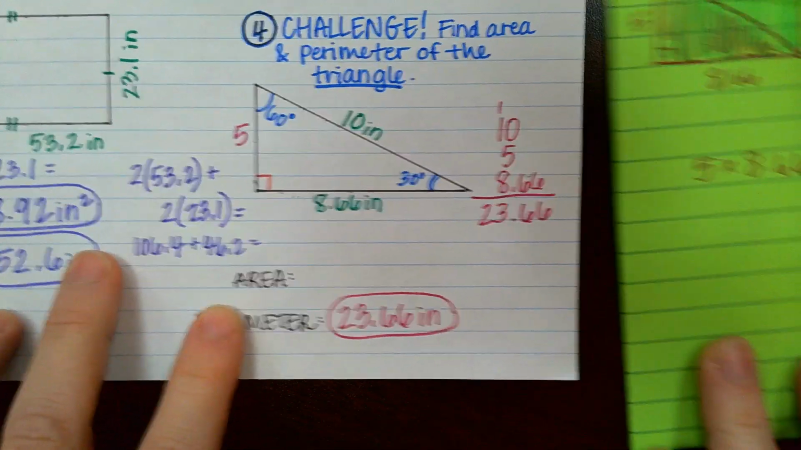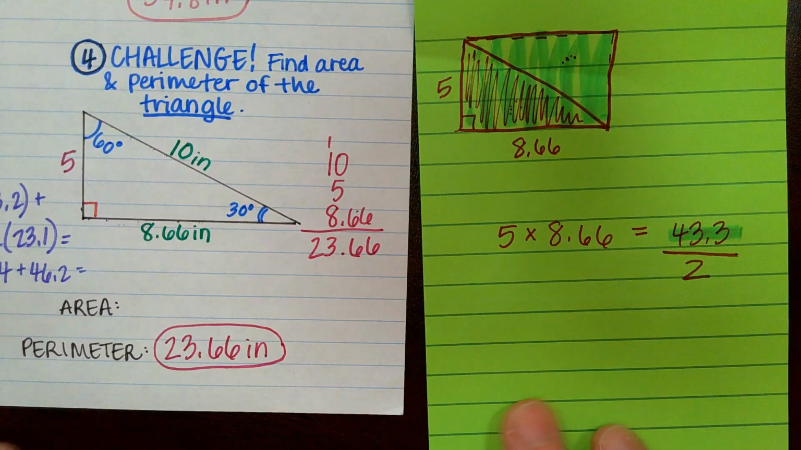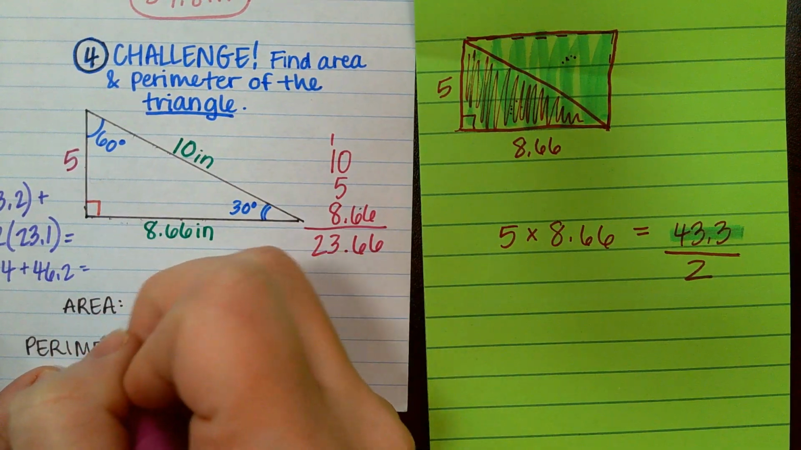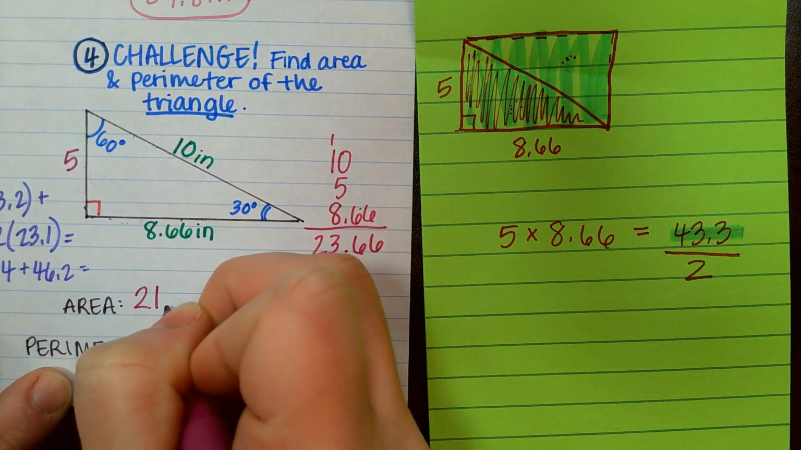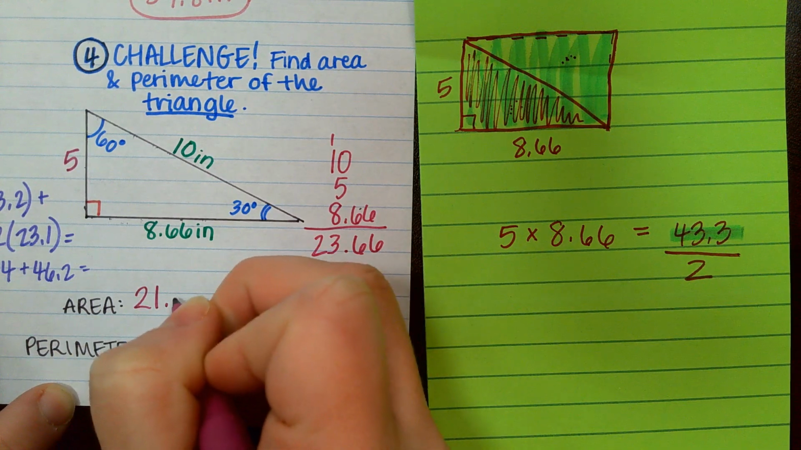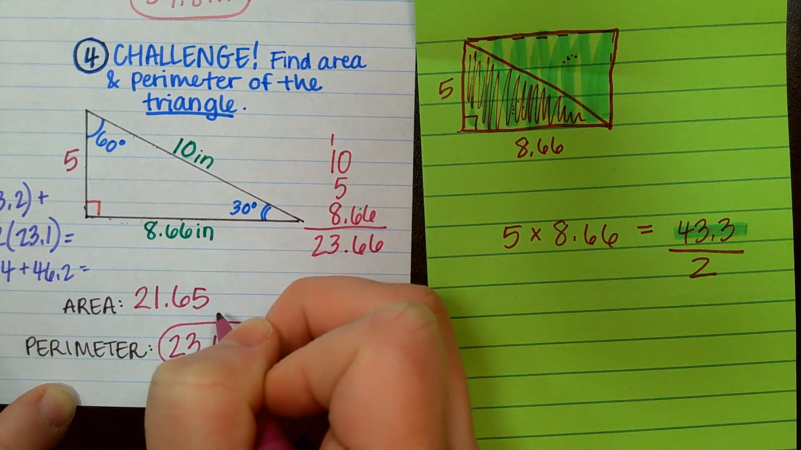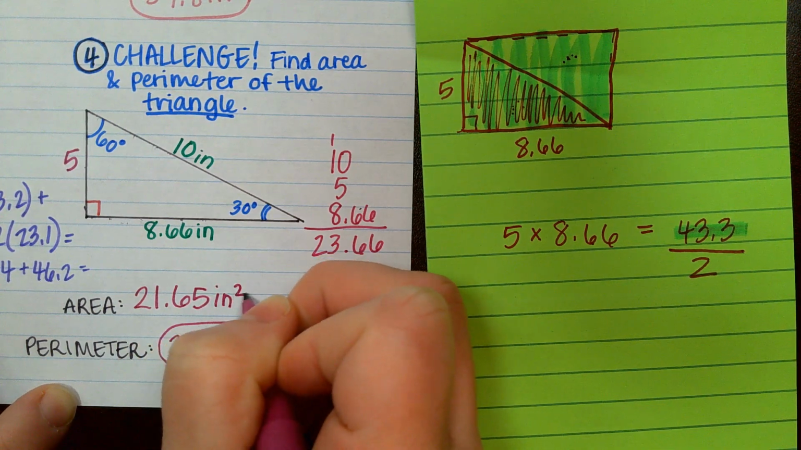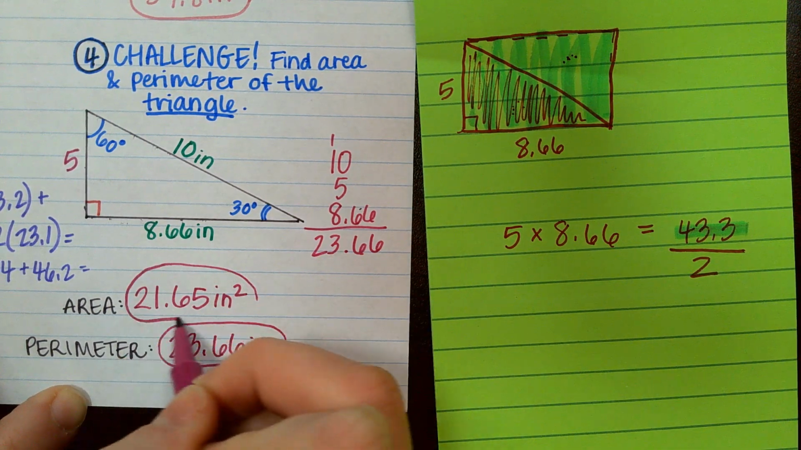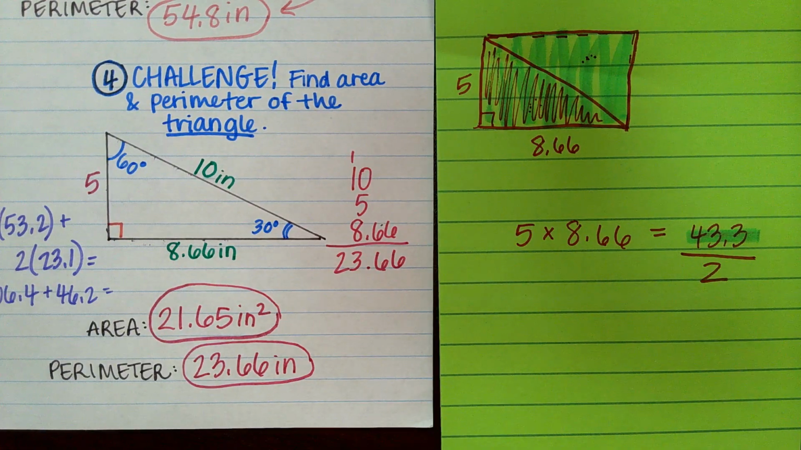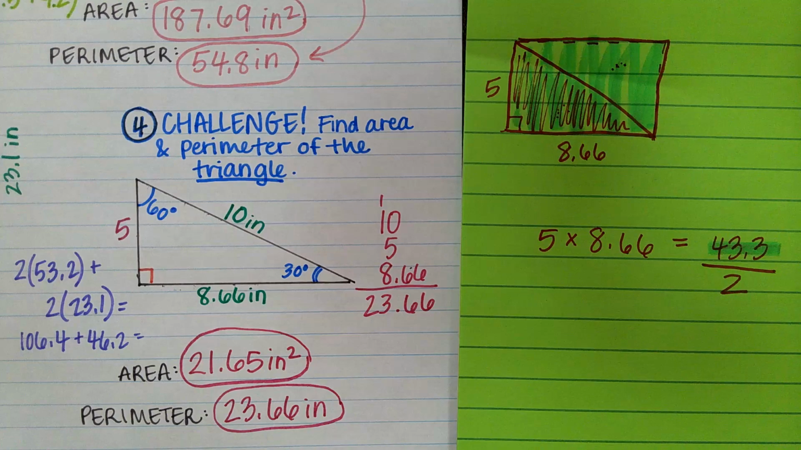So our area, I'll leave that up for a second. Our area is going to be 21.65. And what's our units? Inches squared. Perfect. All right. I'm going to pause this really quick. Okay, so that is our do now.